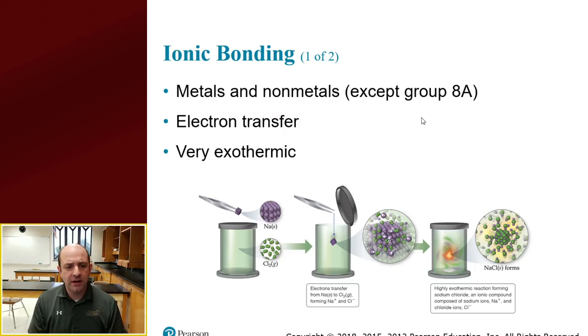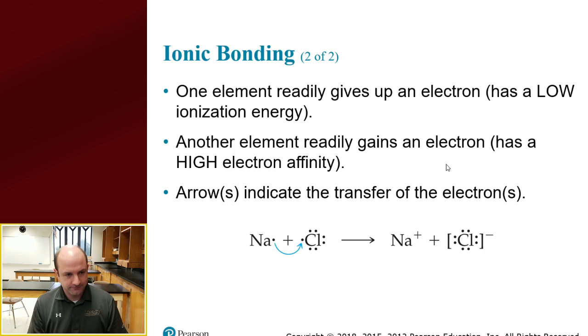All right, so for ionic bonding, this is where we have metals and nonmetals. This also applies to polyatomic ions, but we're going to focus on just nonmetal anions for right now. It's electron transfer. The metal is losing the electron. The nonmetal is gaining the electron. And the overall process of switching those electrons between them and forming an ionic solid is extremely exothermic. That's why it happens so much.